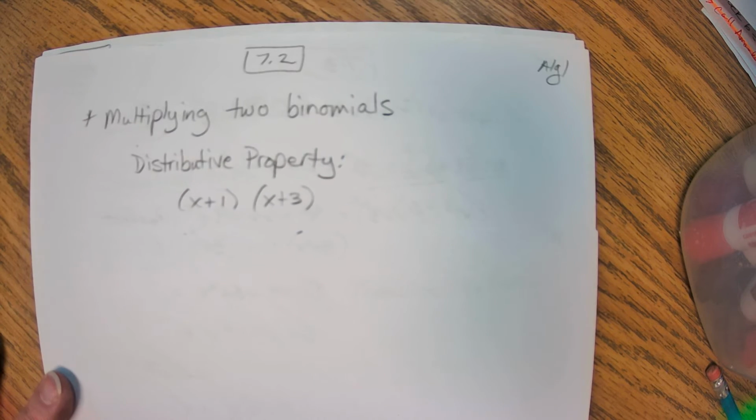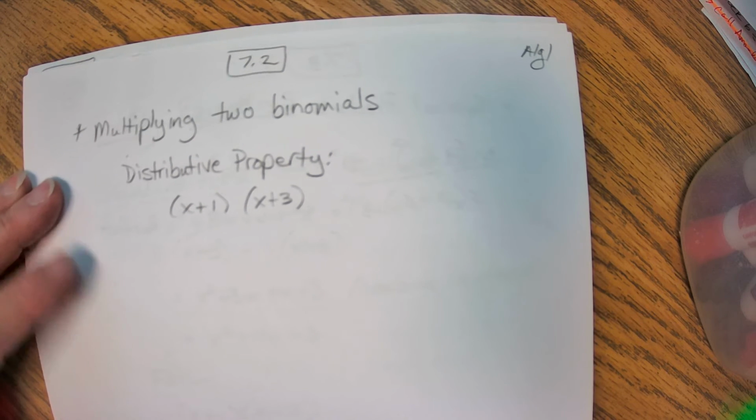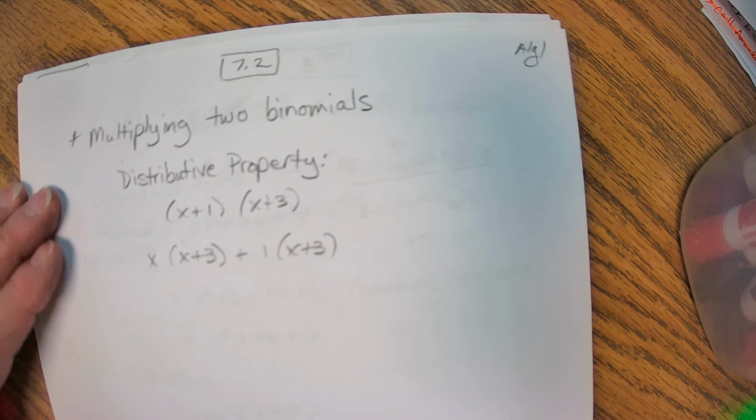Okay, we're ready for 7.2 in Algebra 1, and we're going to talk about multiplying two binomials in this section. So the first method that the book will show you is the distributive property. So let's say we're going to multiply these two binomials, x plus 1 times x plus 3.